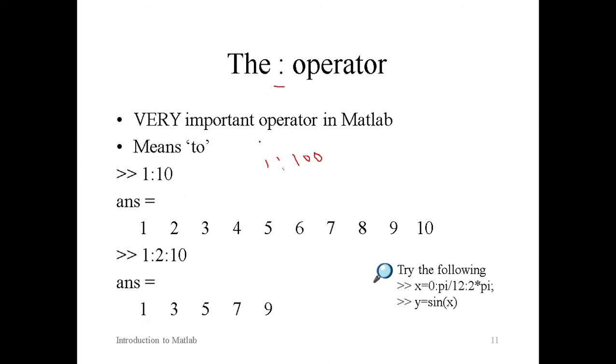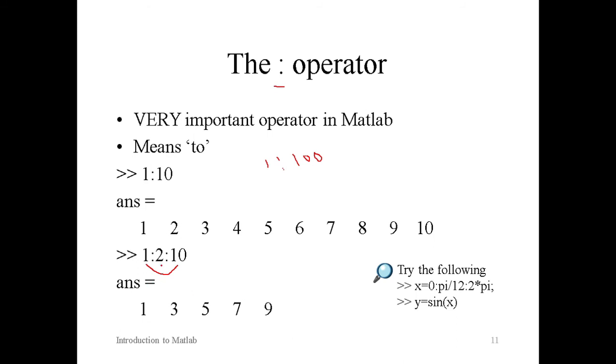The second use of this operator is, let's say, 1 colon 2 colon 10. It means I want the numbers from 1 to 10, but the gap between two numbers should be 2. So if I enter this command, the answer will be 1 3 5 7 9, because it takes all the alternate numbers. It will skip 2, take 3, skip 4, take 5, skip 6, take 7, skip 8, take 9. So in that way you can write it.